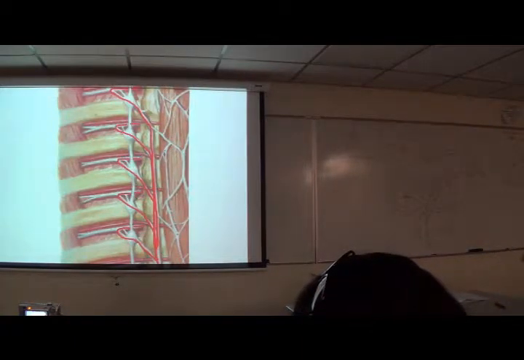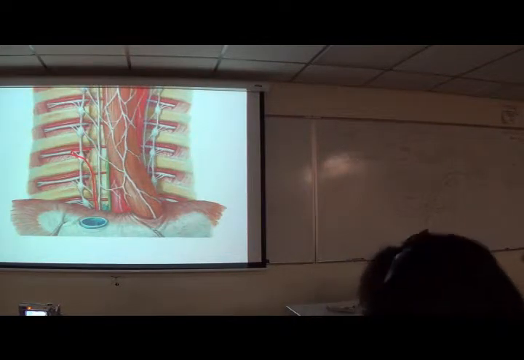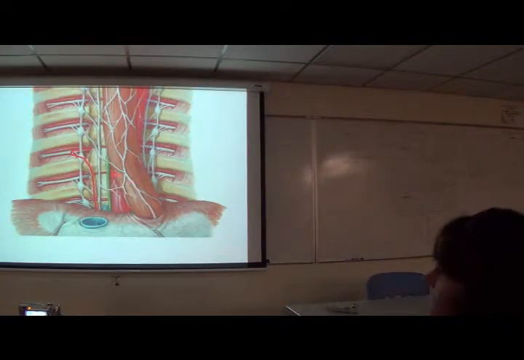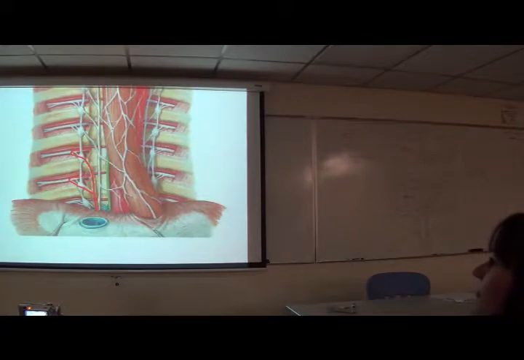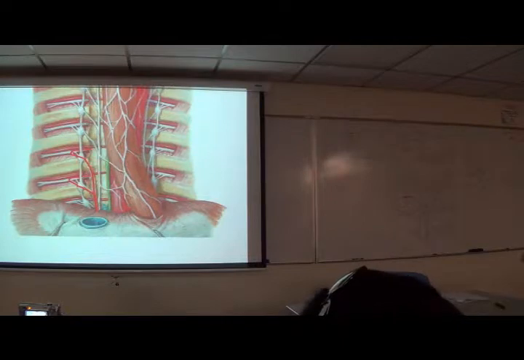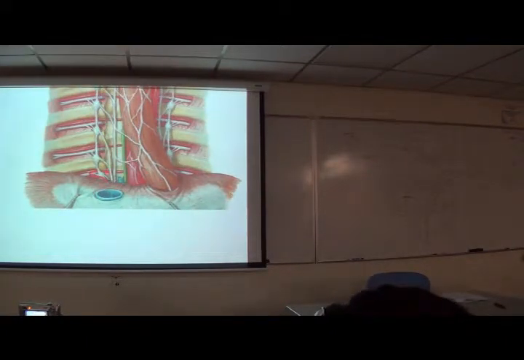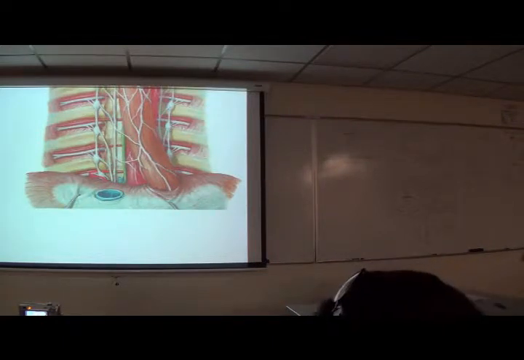Okay. Then we move to, so this was T9 up here. We move to T10 and T11. And here's our greater splanchnic nerve right here. And so right next to it, T10 and T11 form the lesser splanchnic nerve. Still preganglionic neurons. And then here is T12, and all by itself, it forms the least splanchnic.